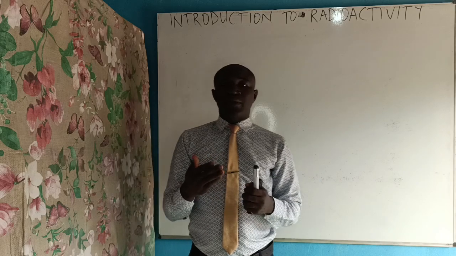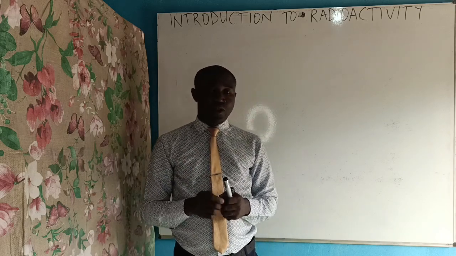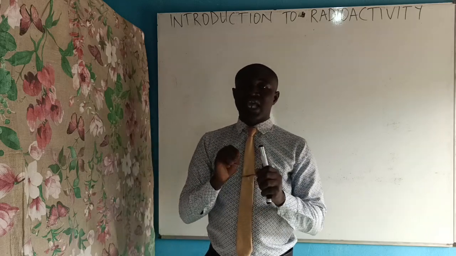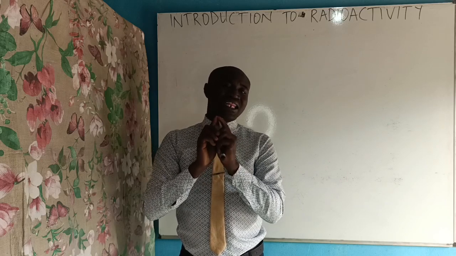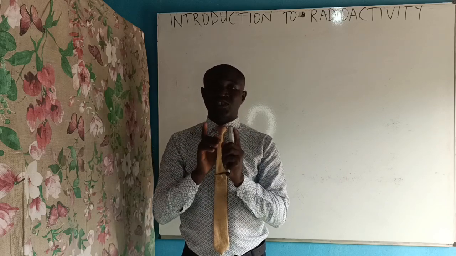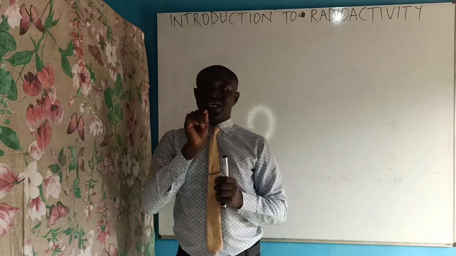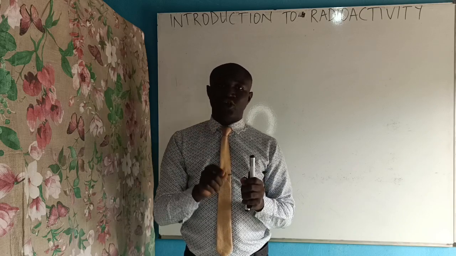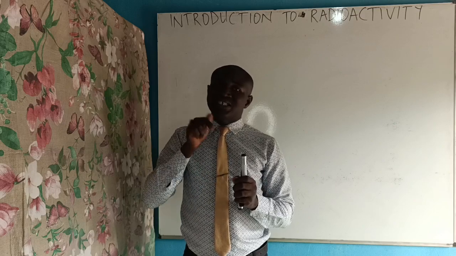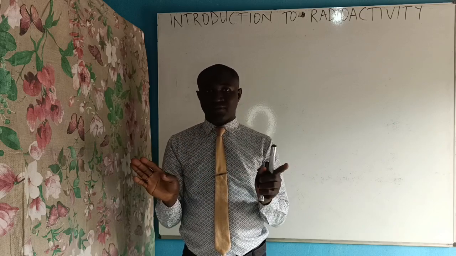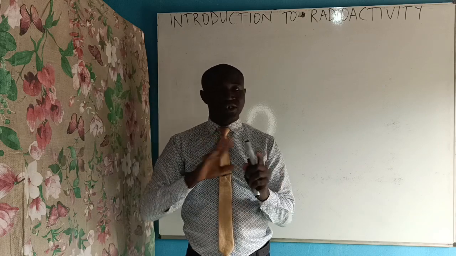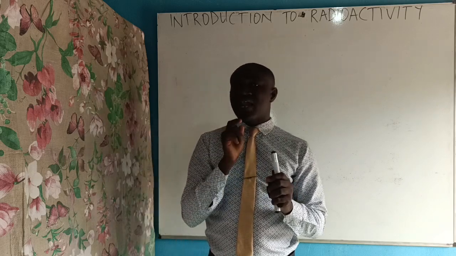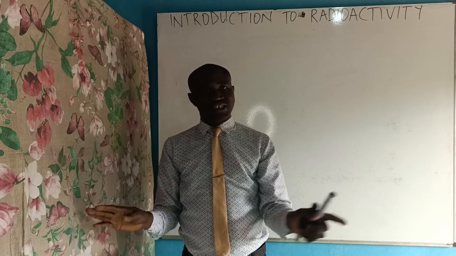Now, what are the possible types of radioactivity? 1. Natural radioactivity. When we talk about natural radioactivity, it means that the element has a tendency to disintegrate on its own. So natural radioactivity is a type of radioactivity whereby a radioactive element disintegrates to its half naturally, without anything inducing or causing it to disintegrate. That means when that radioactive element gets to its half-life, it just disintegrates.